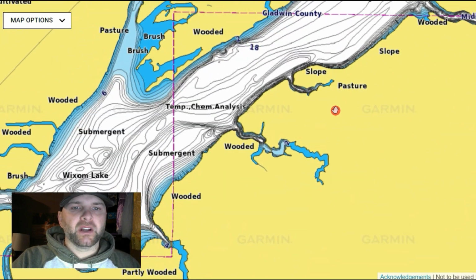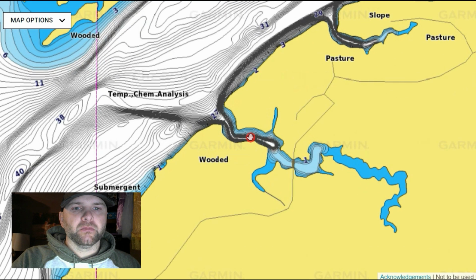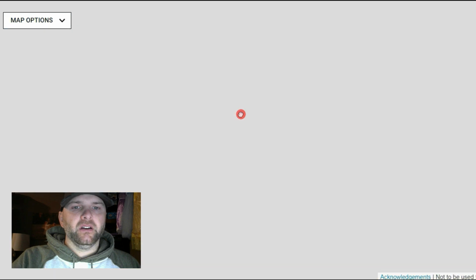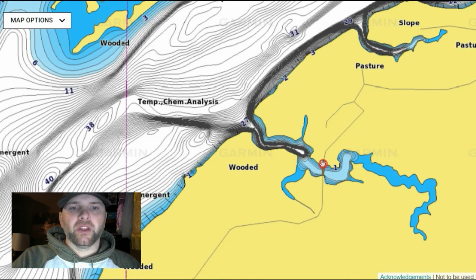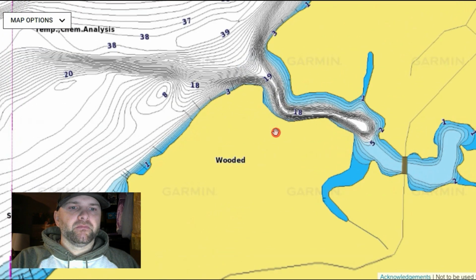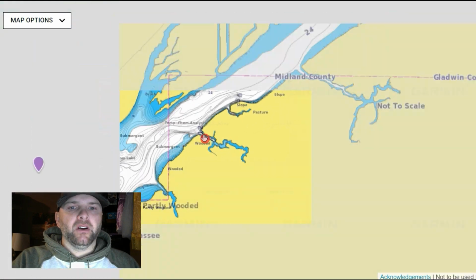So we look at Wixom Lake here in Michigan. You have your main river channel, and then you have these cuts or arms coming off of your main body of water that form your creek or your canal or your little arm coming off of the main lake.